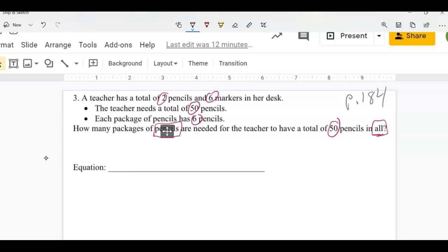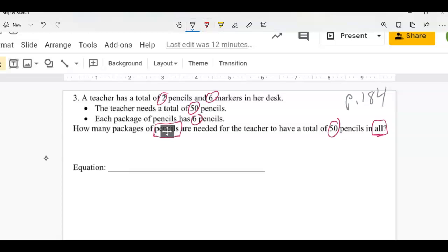So I'm just going to reread that so I can get a better understanding. And you should get in the practice of rereading the problems also. A teacher has a total of 2 pencils and 6 markers in her desk. The teacher needs a total of 50 pencils. Each package of pencils has 6 pencils. How many packages of pencils are needed for the teacher to have a total of 50 pencils in all?